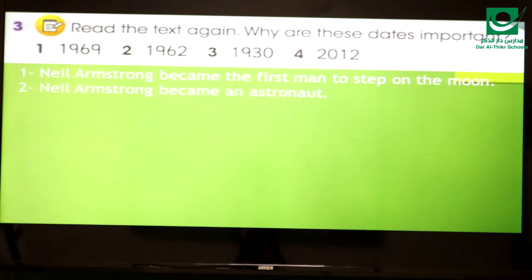Number 2, 1962. He became an astronaut, who can travel into space. Number 3, 1930. He was born in 1930. And the last one, 2012. Yes, he died. So go back to the text and you will find these dates and what had happened during these dates.